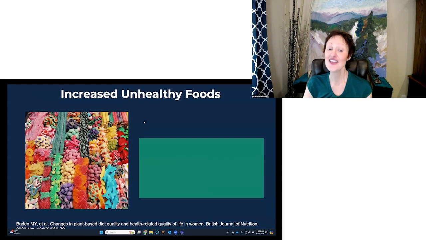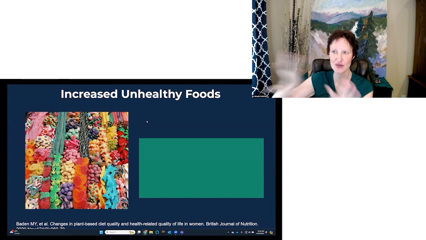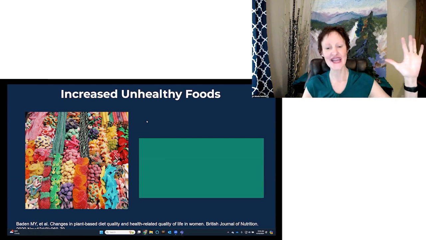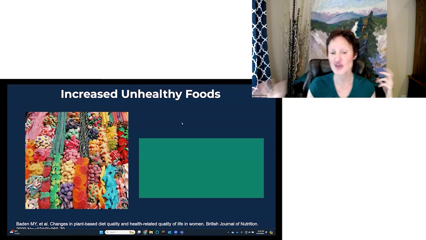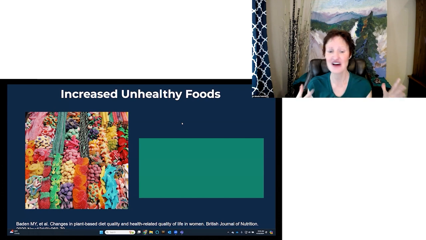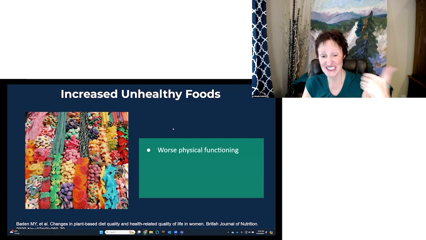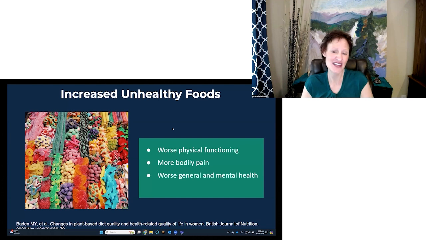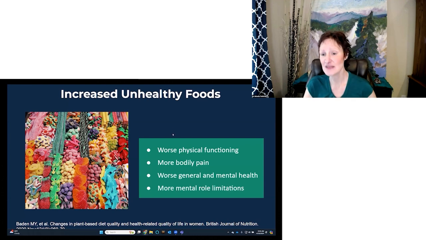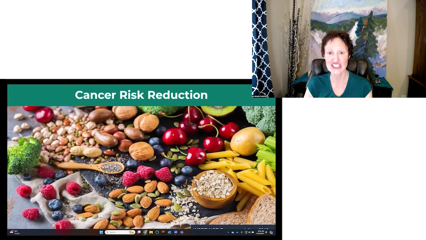healthy plant foods. On the other hand, there were women who increased their intake of unhealthy foods, regardless of whether or not they contained animal products. So we're kind of looking at a separate discussion. Let's say someone is vegan, but as you know, you can be a very unhealthy vegan. Imagine somebody eating a lot of ultra-processed foods and junk foods, maybe not eating animal products. We saw women who increased that typically had a worsening of their physical functioning, more bodily pain because it's creating that inflammation, worse general and mental health, and more mental role limitations.